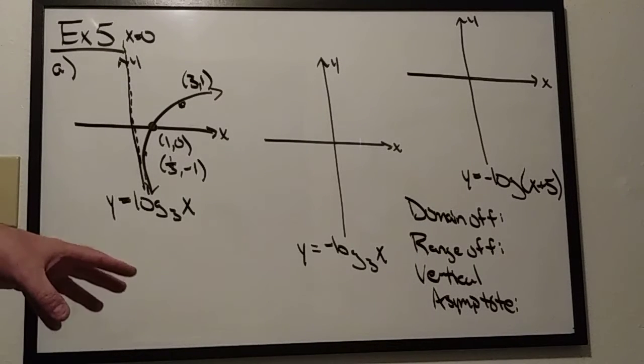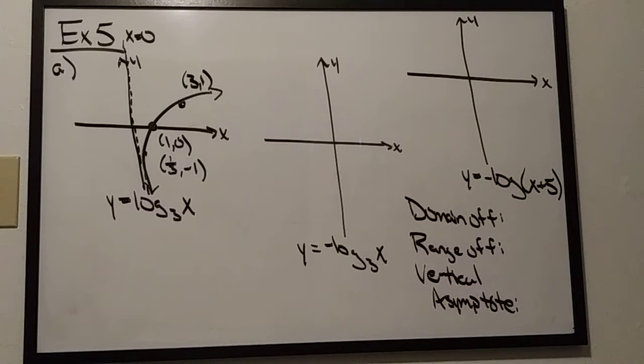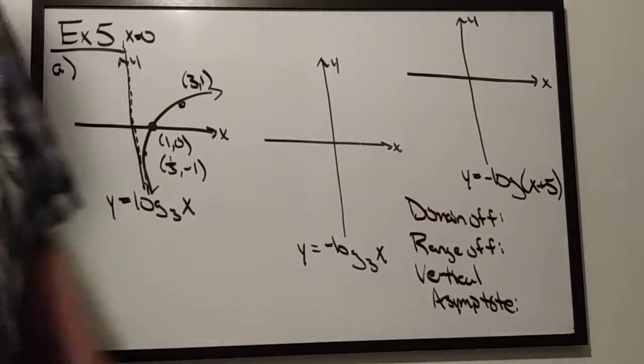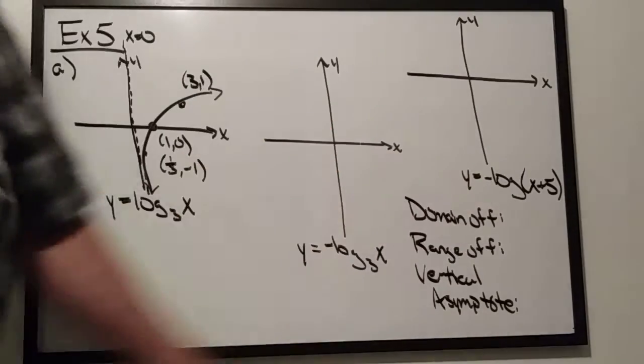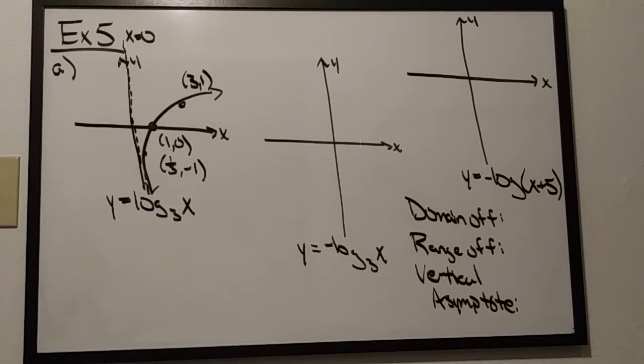So now that we know what the general graph of a logarithmic function looks like, we can take that idea and connect it to ideas we talked about earlier in the semester, the idea of transformations. So as you look at example 5, part A, they're asking us to graph the function y equals negative log of x plus 5. Now as I look at this problem, I first of all notice that I have a negative 1 being multiplied on the outside.